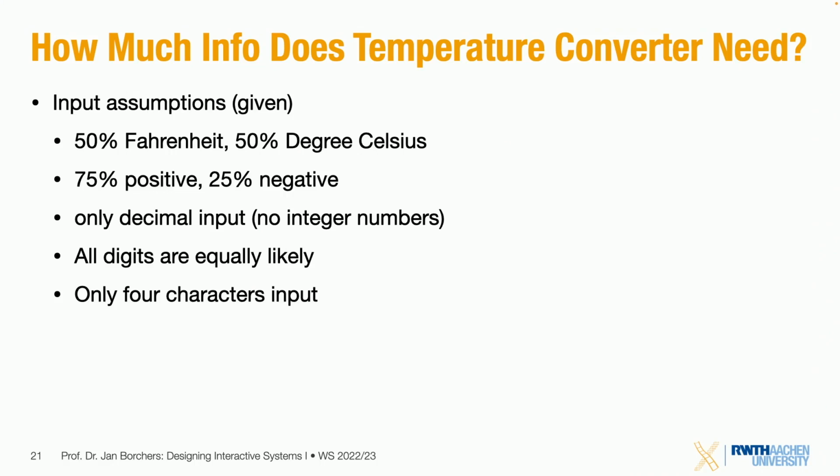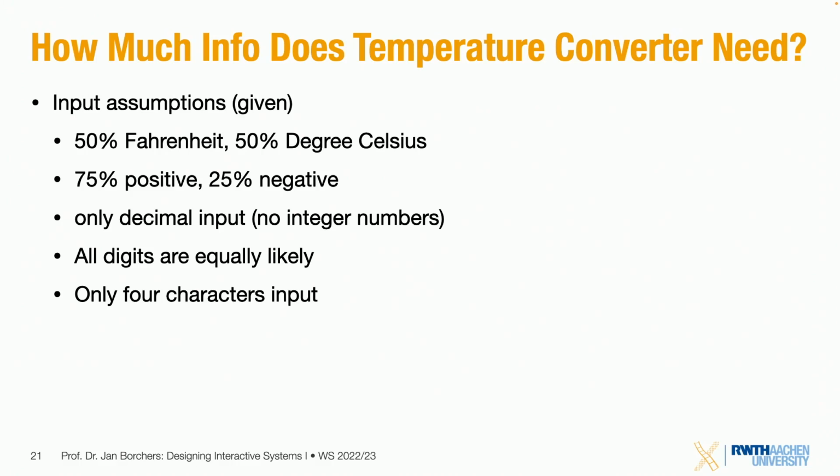Now, to get a little more precise, we're going to make a couple more assumptions. We're going to assume that we have mostly positive measurements and some negative ones. 3/4 are positive, 1/4 is negative. We only have decimal input, so we always have a decimal point. We never have 25. There's always going to be a decimal point. All digits, 0 to 9, we assume to be equally likely. That's maybe not 100% realistic, but let's go with that for now, not to make it too complicated. And we're continuing to assume that we always input 4 characters.